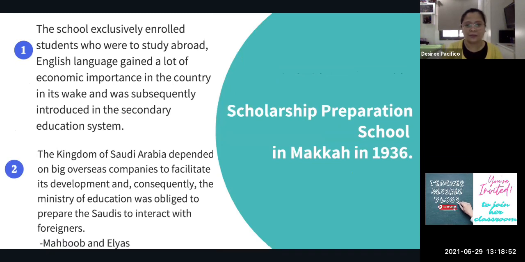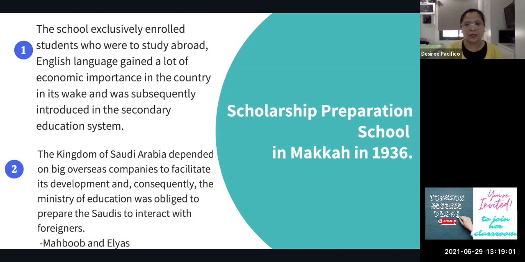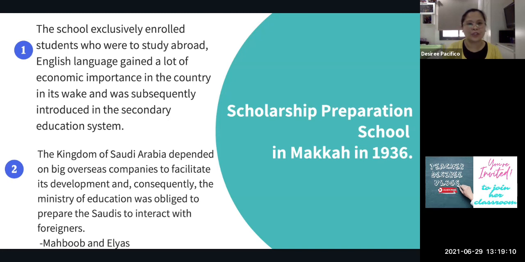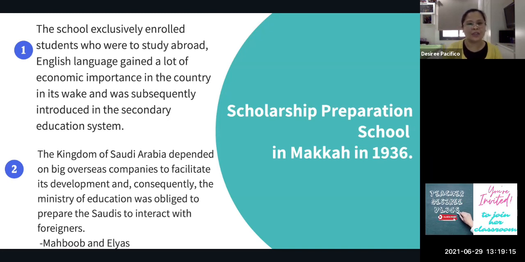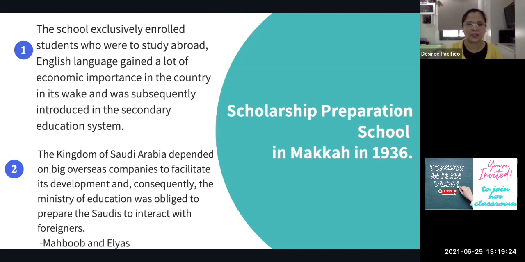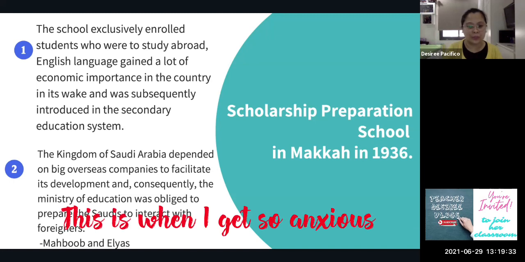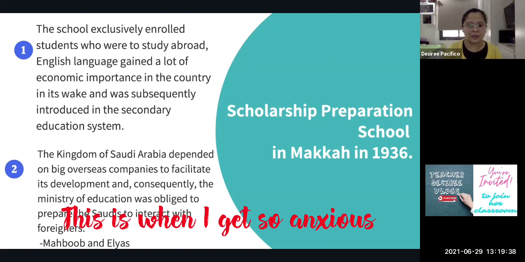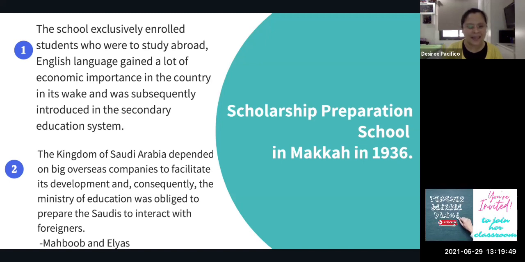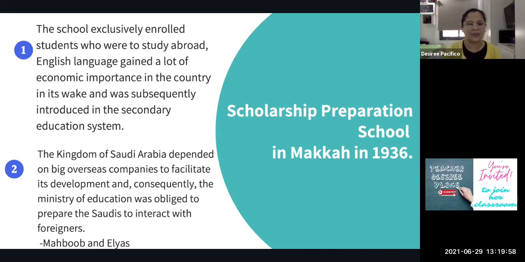As a result of this study, they were able to establish a scholarship preparation school in Makkah in 1936. This school caters to students who were to study abroad. The English language gained a lot of economic importance in the country in its wake and was subsequently introduced in the secondary education system. So most Arab students, especially if they have the means to study abroad, the country has them ready for the native speakers' place, where they will be able to communicate effectively and have discourse with the native speakers.